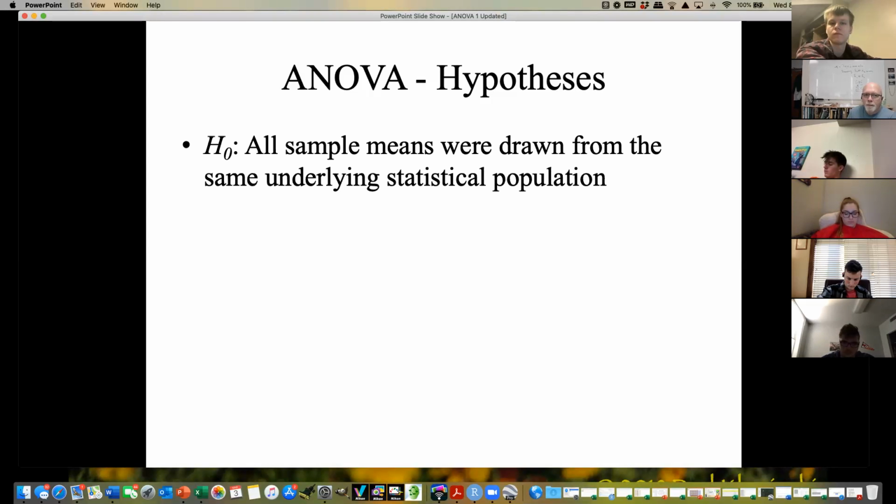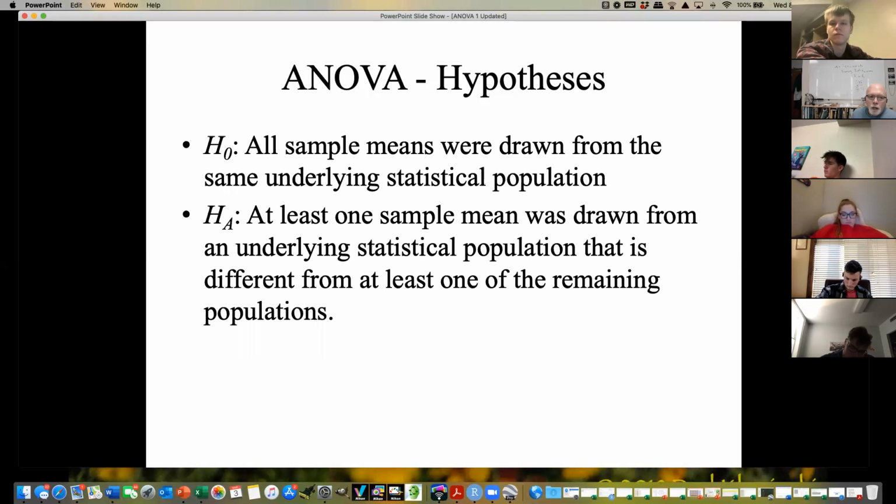Another way of thinking about the hypothesis is by basically saying that all the sample means were drawn from the same underlying statistical population, getting back to this idea of what a statistical population is, versus the alternative that at least one sample mean was drawn from an underlying statistical population that is different from at least one of the remaining populations. And so it doesn't really matter how you think about these hypotheses. Both of these are valid ways of thinking about the null and the alternative hypothesis.